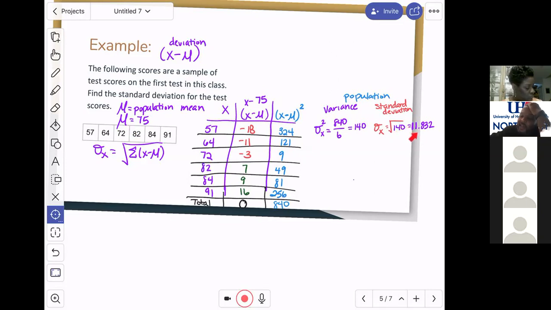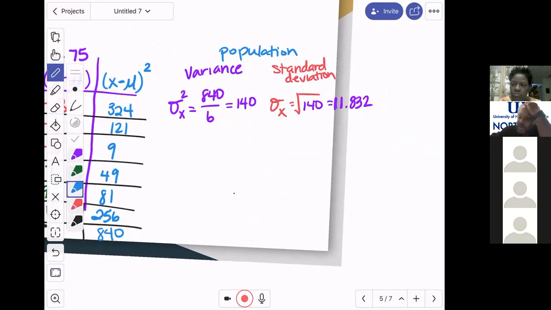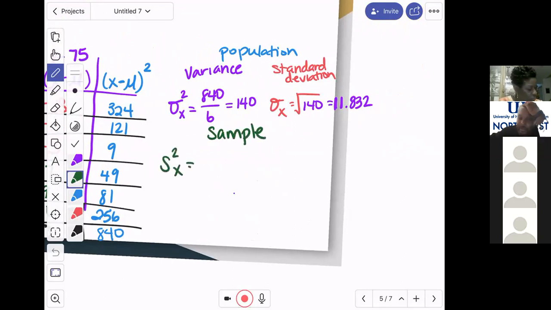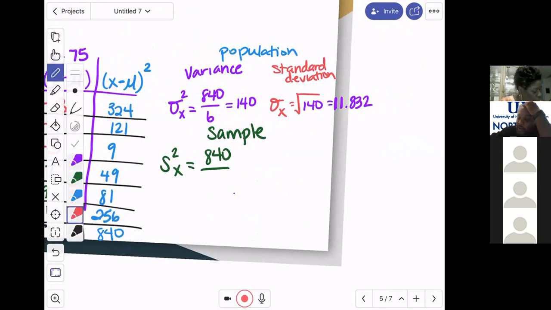Now, this is too precise though. That's too precise because we've taken a sample. And a sample assumes that you're grabbing parts and missing others. So we need more error. So to make this have more error and to make it what we call an unbiased estimator, we take the sample like this. The sample works the exact same way. We call it S squared of X. And the only difference here is we're going to take that 840 that we got, and we're going to divide it by 1 less. You divide it by 1 less than the sample size. So if our sample size was 6, we're going to divide by 5.